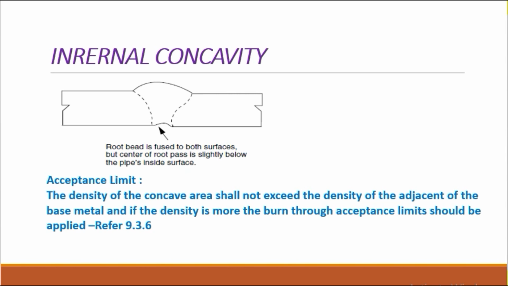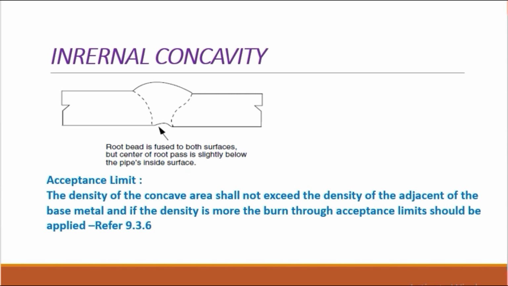Internal concavity, how it looks like. You see, concave, internal concavity: the root bead is fused to both surfaces, but the center of the root pass is slightly below the pipe inside surface. So this means the root bead is fused, but the center of the root pass is not fused properly, slightly below the pipe inside surface.